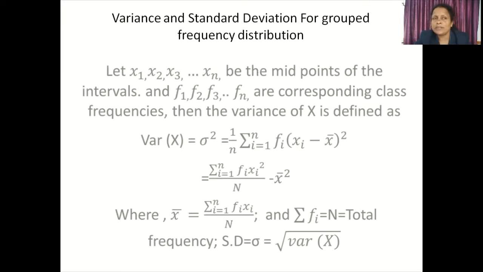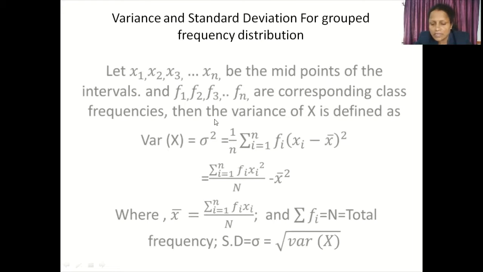So suppose our interval is from 10 to 20, then its mid value becomes (10 plus 20) upon 2, that is 15. So our x1 is 15. So class interval असतील, ग्रुप डाटा असेल तर तुम्हाला एक कॉलम एक्स्ट्रा करायचा आहे, that is mid value or midpoint. बाकी फॉर्म्युला तुमचा सेम आहे जो अनग्रुप्ड डाटाला होता तो.